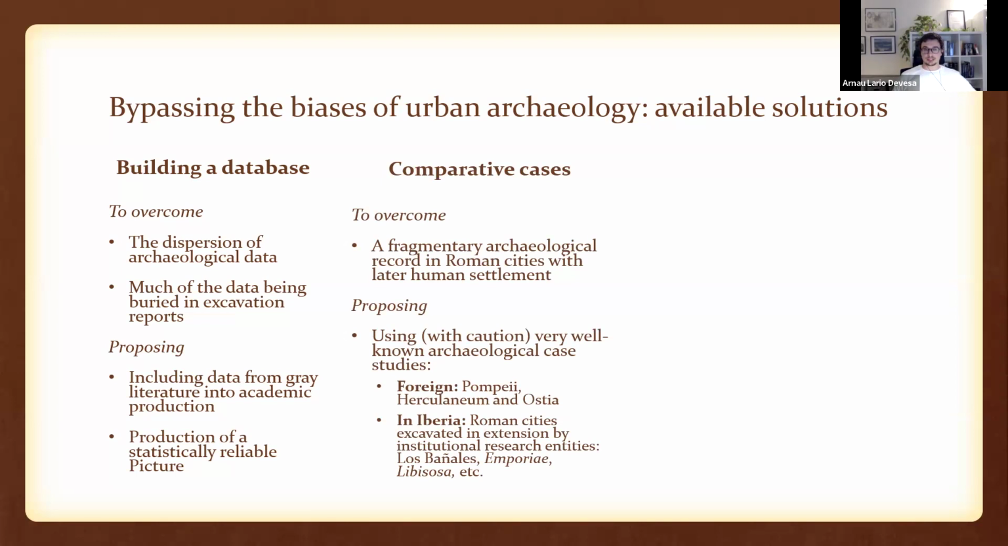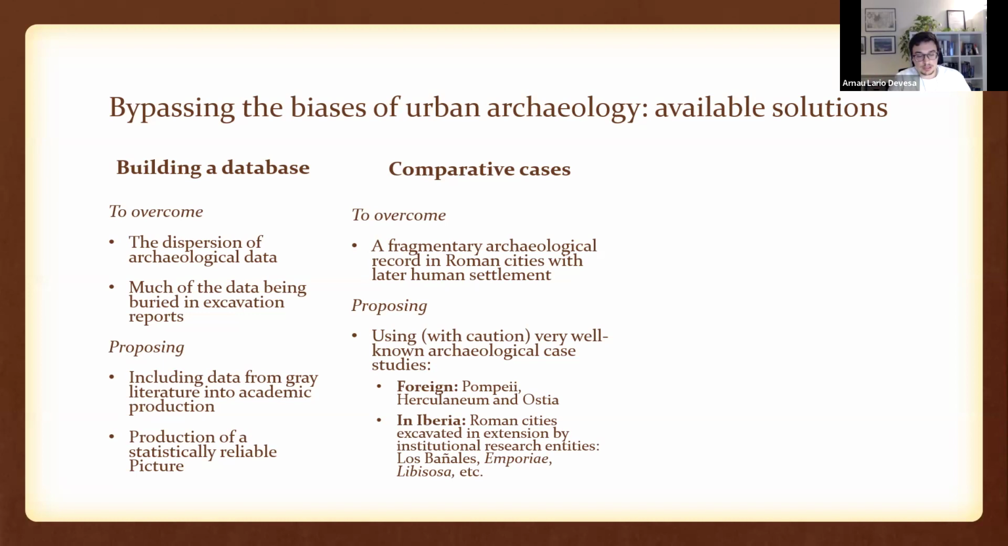The second issue that we have to overcome, as I have presented to you before, is the fragmentary archaeological record in Roman cities with later human settlement. Of course, this is not a surprise to anyone, I'm sure, but people tend to live where their parents lived. So we have many cities, especially due to the success of the Roman Empire in perpetuating itself, that were Roman at one time, but then they were medieval, and then they were modern, then they were contemporary, and maybe you are living in one of them right now.